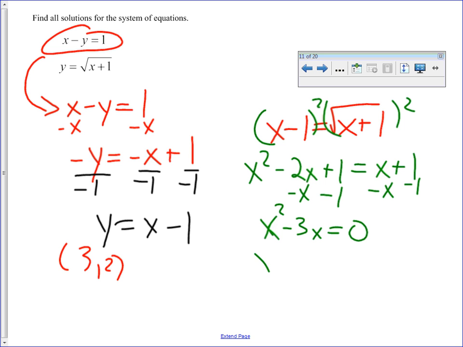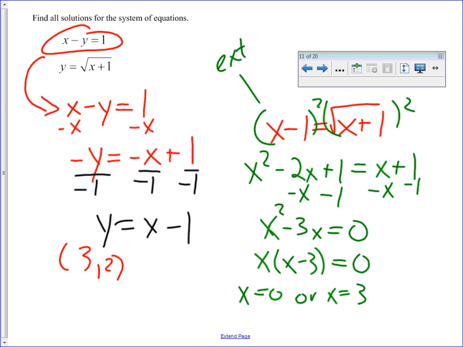And so we'll get two solutions, x minus 3 and x. So either x equals 0 or x equals 3. The problem here is that we squared both sides. And remember, when you square both sides, you have a potential to get an extraneous solution. So we have to check both of them.